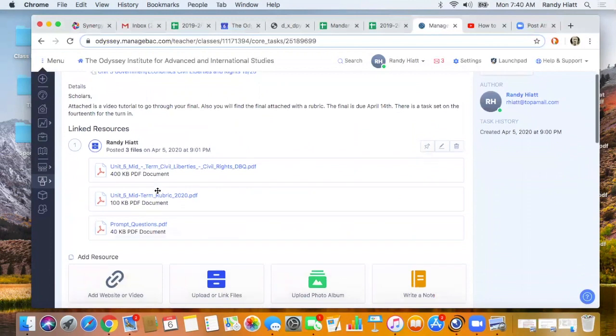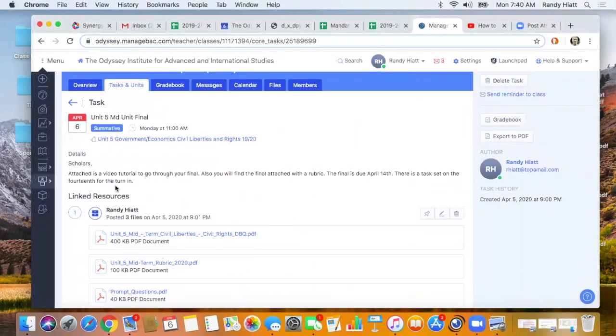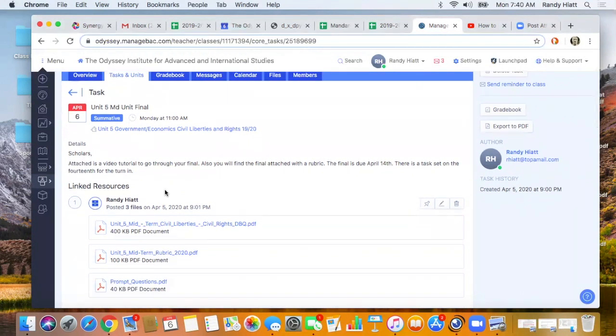Let's take a look at Monday's task, your final. As you can see, your final is due April 14th. We're giving it to you today. You now have up to 2 weeks to work on that. Again, it'll be due on the 14th, and there's a task set up for your turn in, so you can turn it in at your leisure. It's due by 2 o'clock that day.